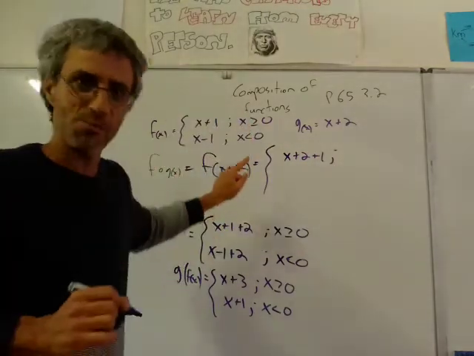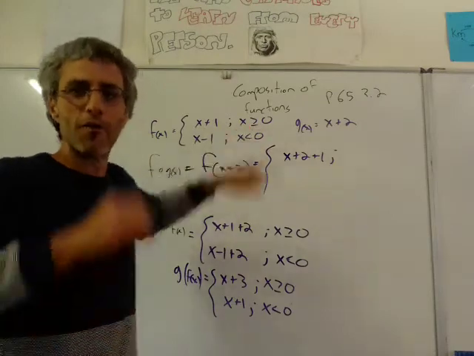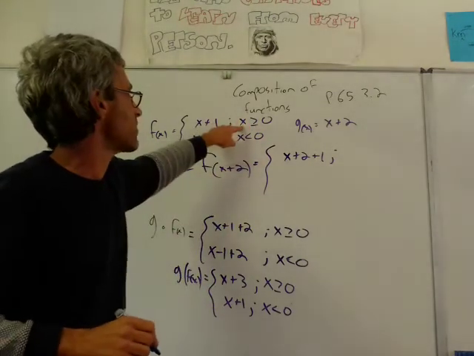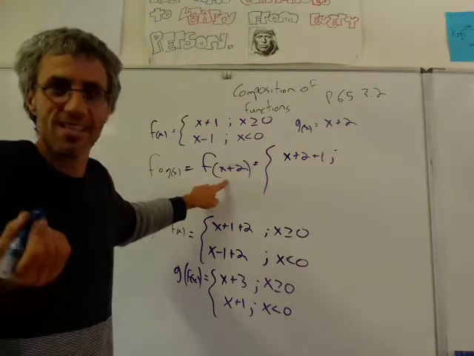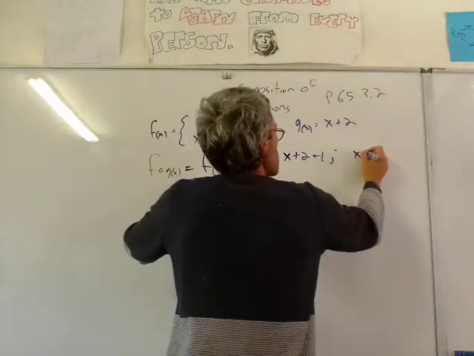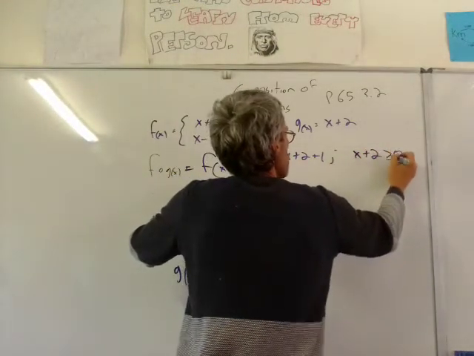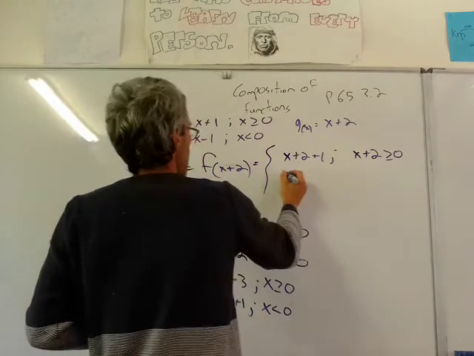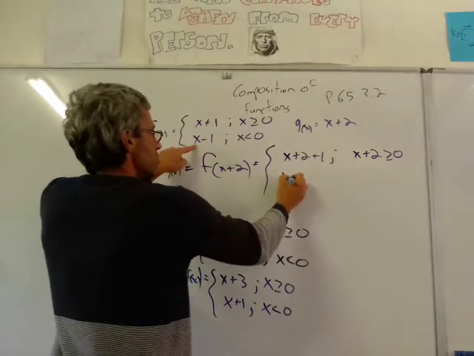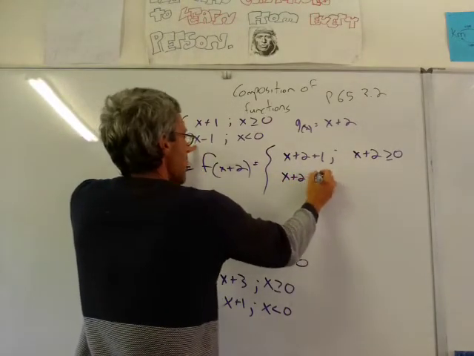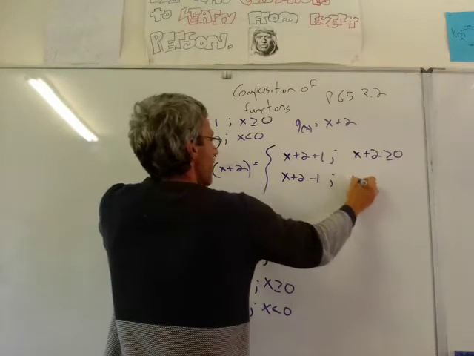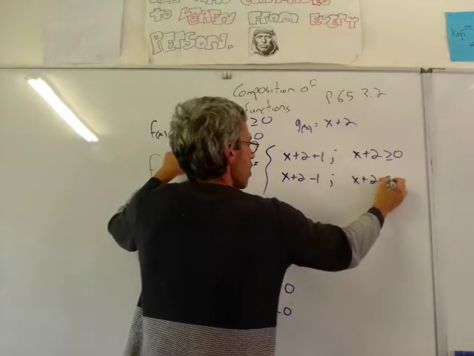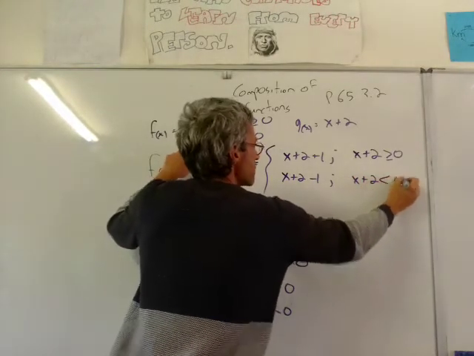Now this is the tricky bit. The ranges themselves are now changing. Here it says x must be larger than 0, but now my x is x plus 2. So x plus 2 must be larger or equal to 0. And for this one, I'm just going to put x plus 2 minus 1 when x plus 2 is smaller than 0.